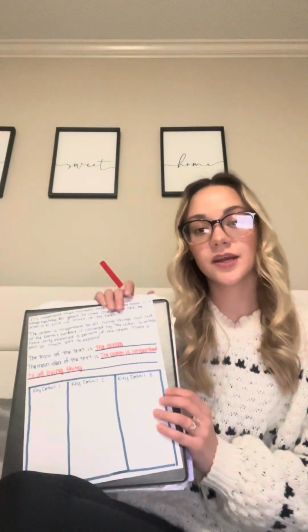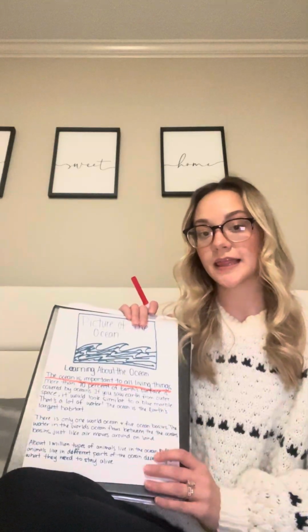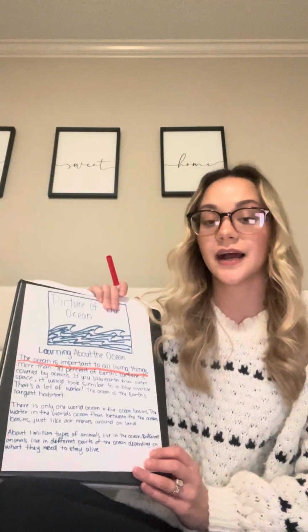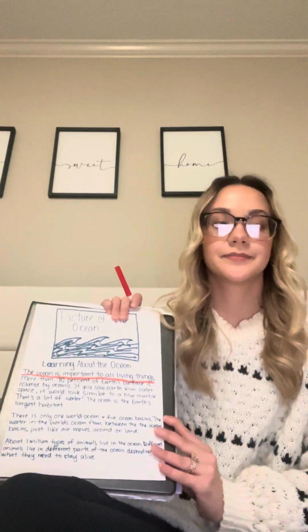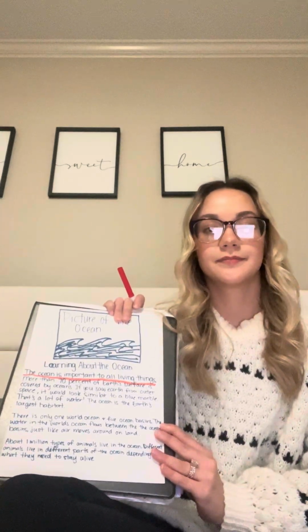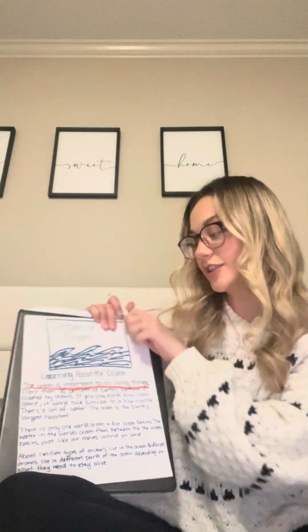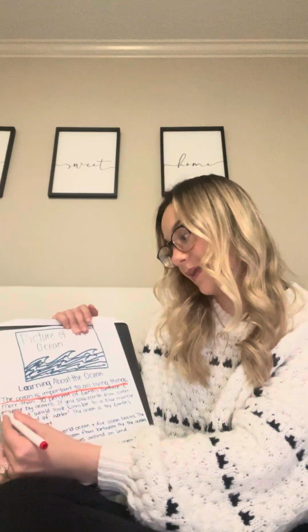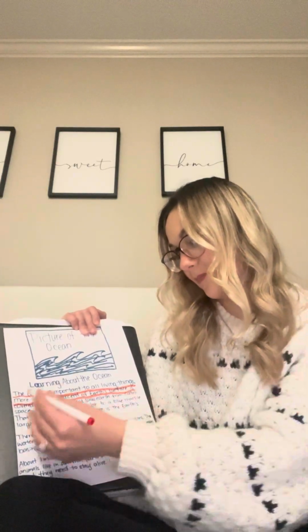Okay, now together we are going to work to find 3 key details in our text that support our main idea that the ocean is important to all living things. So in this passage, I want you to read it silently, and I want you to try and identify 3 important details. The first supporting detail that I found in the passage is that more than 70% of Earth's surface is covered by the ocean. I would like you to also highlight this on your paper.